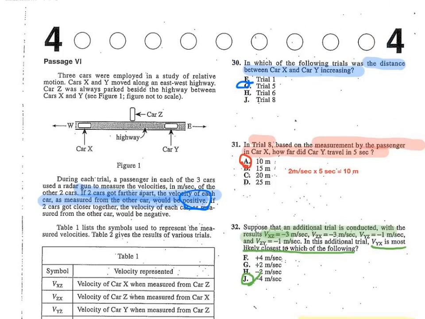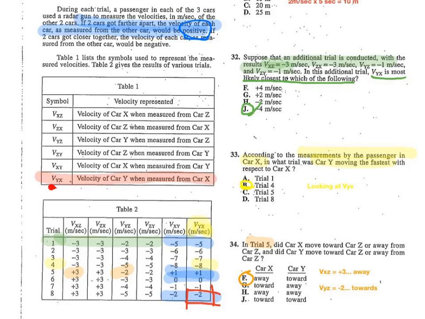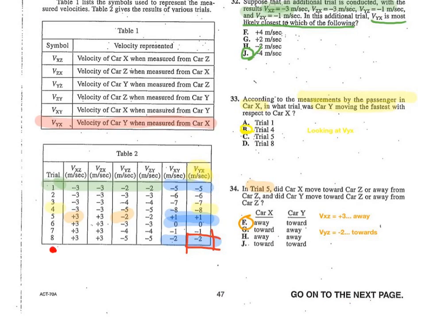Number 31. In trial 8, so we know where we're looking, based on the measurements by the passenger in car X, how far did car Y travel in 5 seconds? Well, we know that we're going to be looking at VYX because this is the velocity of car Y as measured by car X. We also know we're going to be looking at trial 8. So when we combine those two data points, we see that we get a -2.